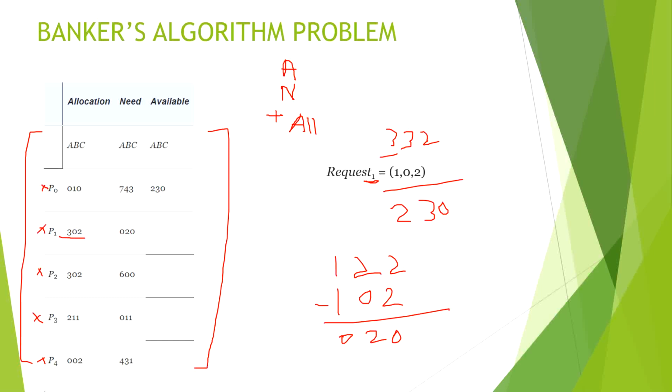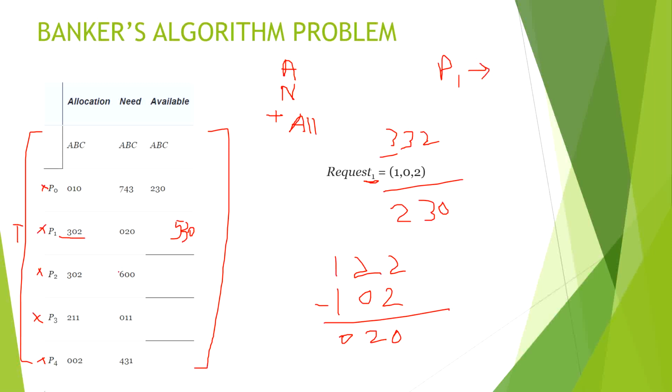Then again we will check process 1, whether it has already been assigned. No, it is not assigned, so it will check whether 020 is smaller than 230 or not. So yes, it can be assigned the resources, and it will be made true. The allocated resources will be added to the available part. So 5 3 0, and the sequence we are getting is P1.